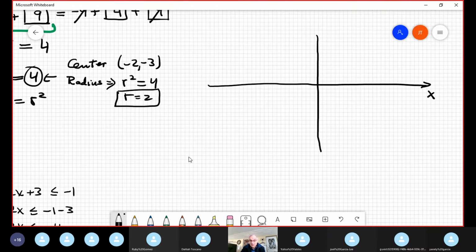X, Y. Okay, I plot the center: negative 2, negative 3. Negative 1, negative 2, negative 3. This is my center.